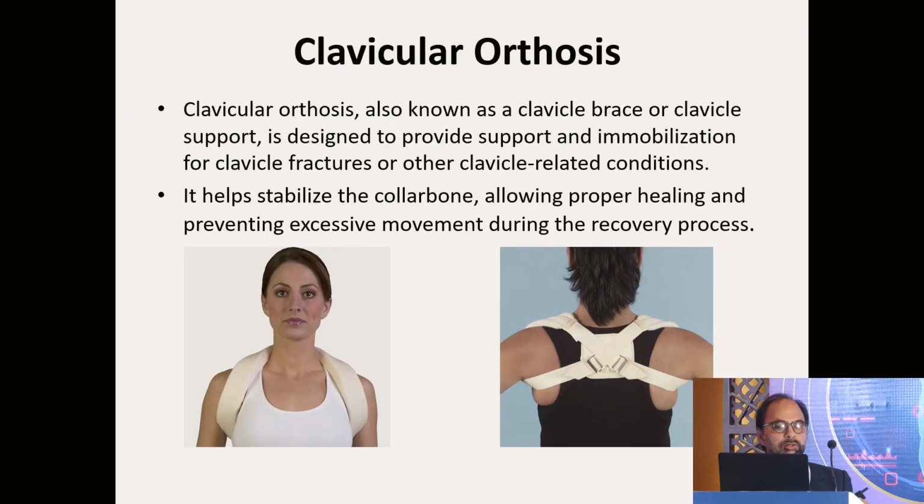A clavicular orthosis, also known as a clavicle brace or clavicle support, is designed to support and immobilize clavicle fractures or other clavicle-related conditions. It helps stabilize the collarbone, allowing proper healing and preventing excessive movement. Usually in the proximal and distal part of the clavicle, surgery is mostly indicated, but in a mid-part clavicle fracture, this can be given.